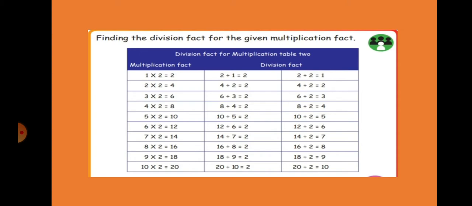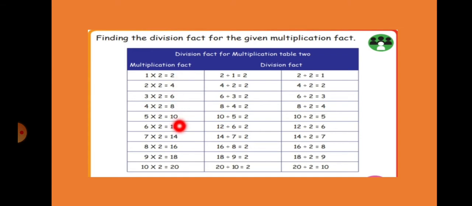See here, finding the division fact for the given multiplication fact. Division fact for multiplication table 2. This is the multiplication fact: 1 2 is 2, 2 2s are 4, 3 2s are 6. Here fully this is 1 2 3 4 5 6 7 8 9 10, and here fully it is 2. So this is the 2 table: 2 1s are 2, 2 2s are 4, 2 3s are 6. This is fully the 2 table until 20. 2 10s are 20.